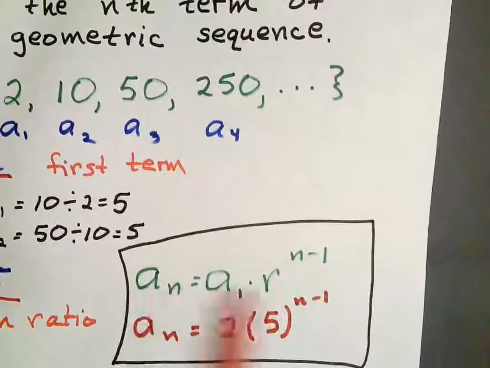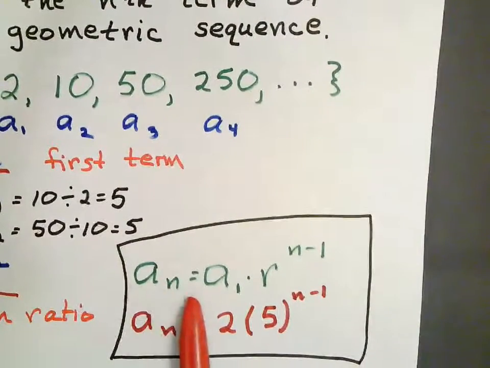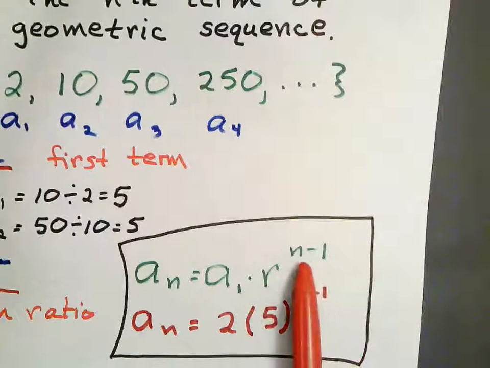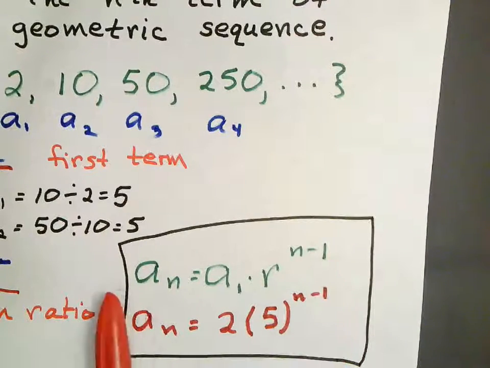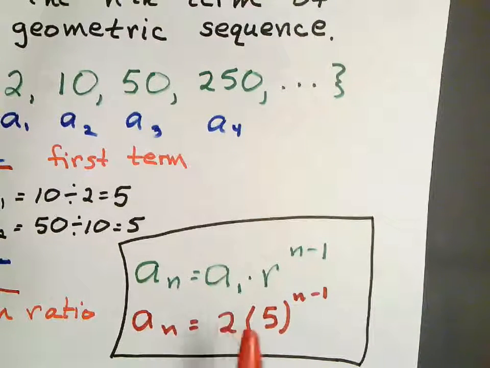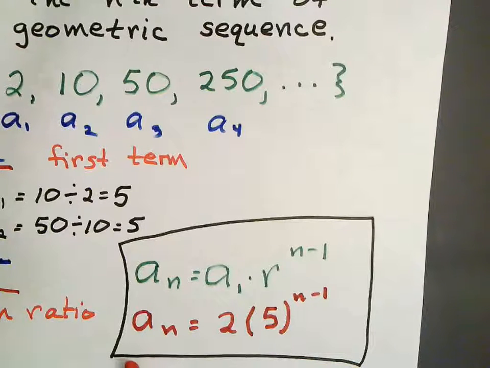Now here's the general formula. A sub n equals a sub 1 times r, which is the common ratio, raised to the n minus 1 power. In order to use this formula, we have to know the a sub 1 term. We can do our substitution. A sub 1 is equal to 2. Our common ratio we found to be 5. So the explicit formula will be a sub n equals 2 times 5 raised to the n minus 1 power.